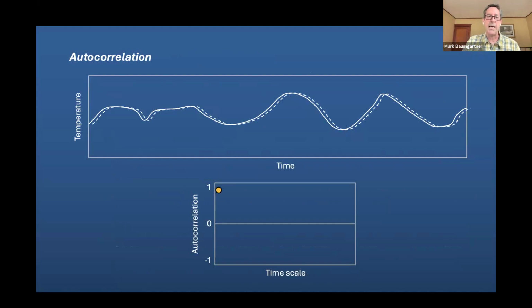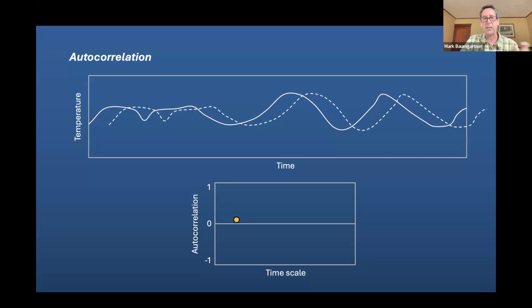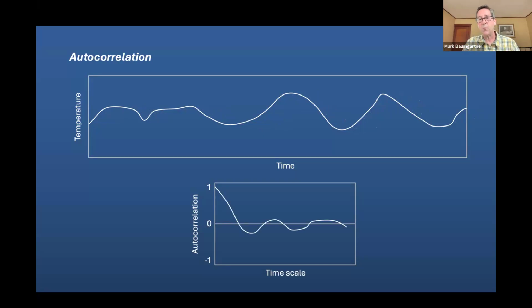graph on the bottom. And then I'm going to shift that original time series one more time step, and plot the correlation between the original time series and the shifted time series. And I'll just keep going, shifting, taking correlation coefficient, shifting, taking correlation coefficient, and so on. Eventually, I'll come up with an autocorrelation sort of time series where it's based on the time scale.